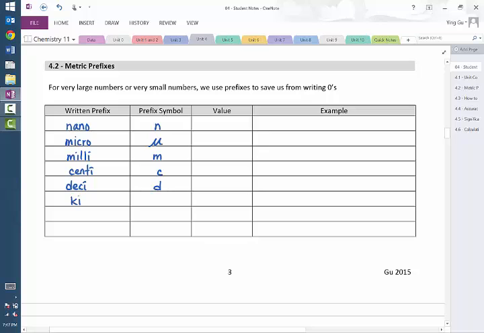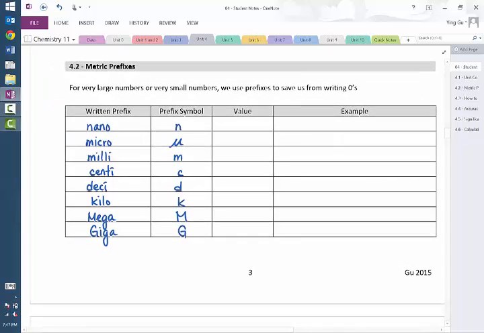followed by kilo, K, mega, capital M, and giga, capital G. Some of these words might seem very familiar to you.